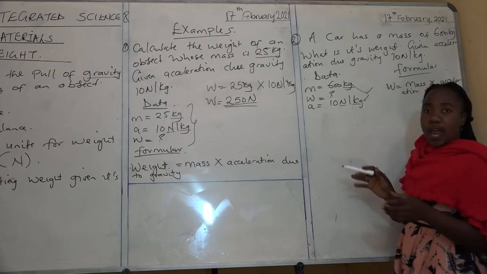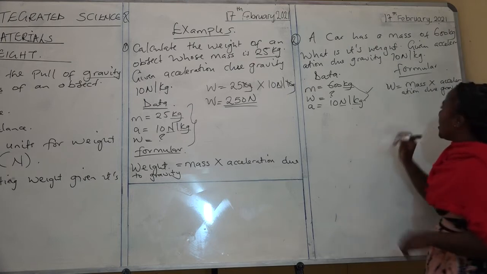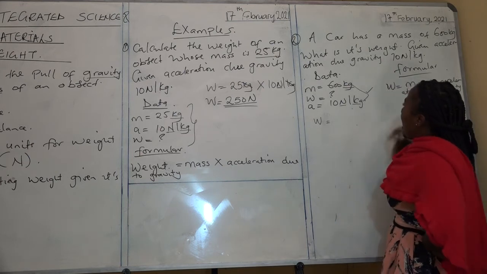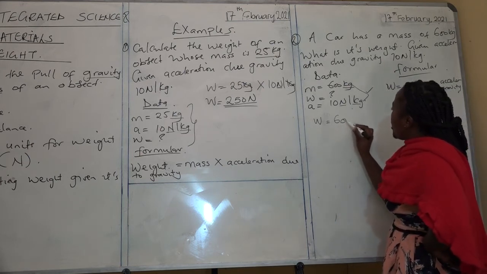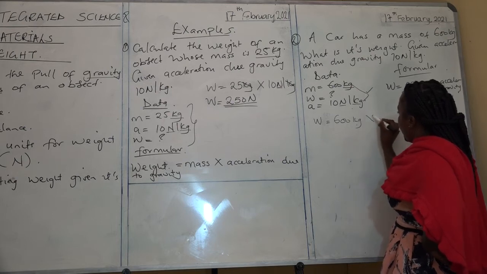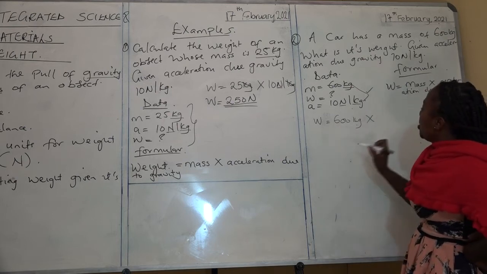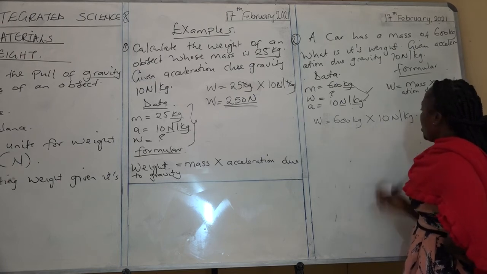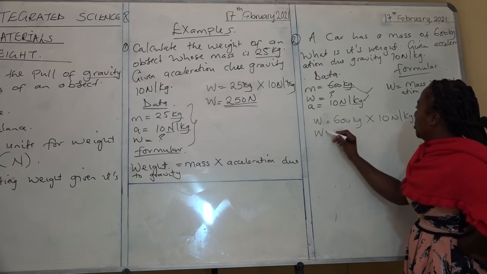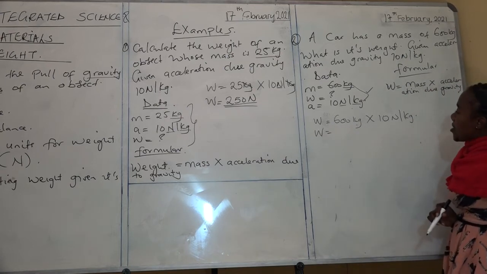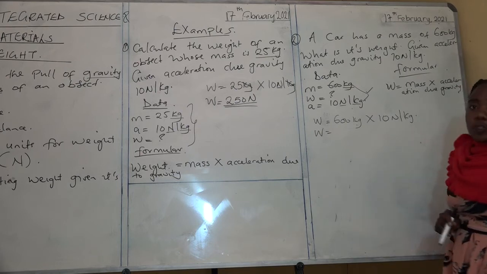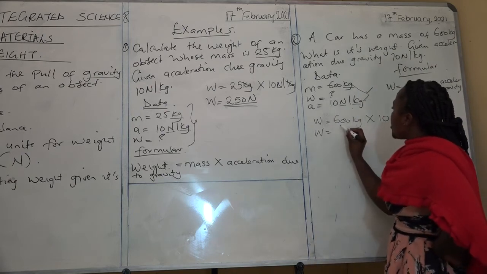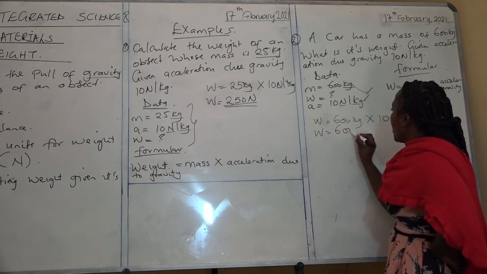So this will go direct in what? In calculating, okay? Just placing in the values. So W, which is weight, is equal to, what's our mass? Our mass is 600 kg times, okay? Acceleration due to gravity is 10 newtons per kg. So 600 kg times 10 newtons per kg. What is the answer, class? Okay, so our answer is 6,000.